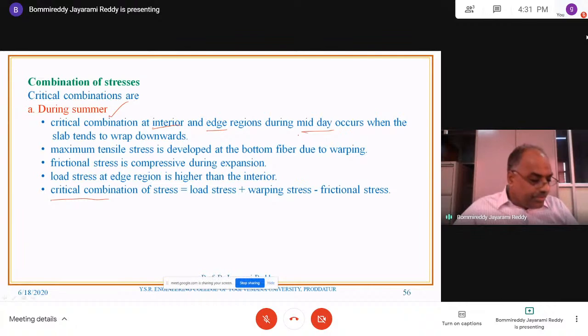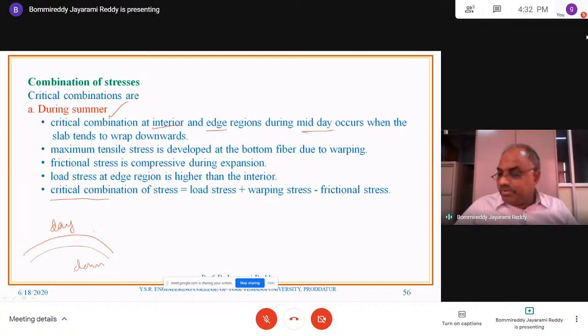So what is going to happen at midday? Warping will occur like this, warping down. This is in the day. As I told you earlier, in the day it will be warped in this particular direction. Maximum tensile stress is developed at the bottom due to warping. Then the frictional stress is compressive during expansion.